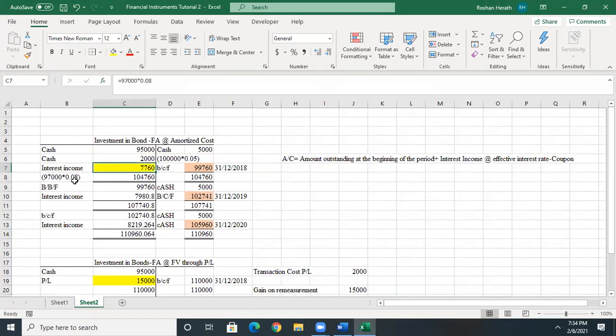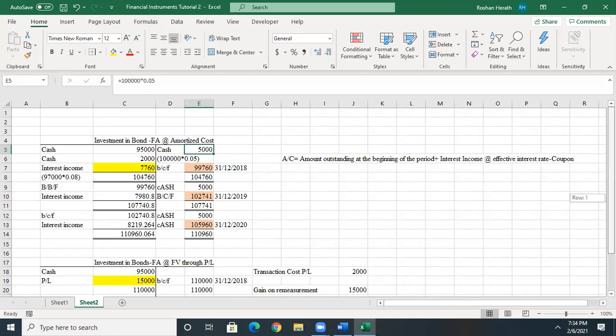By applying the effective interest rate. This was just a cash dividend that you got, the interest that you got in terms of cash. So therefore, this was not the income under the amortized cost. It was based on the effective interest rate.